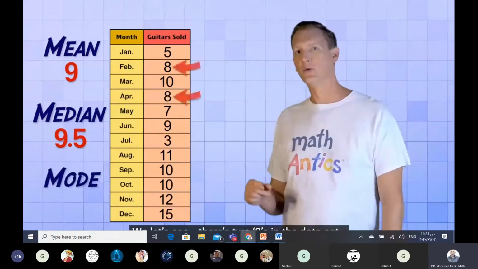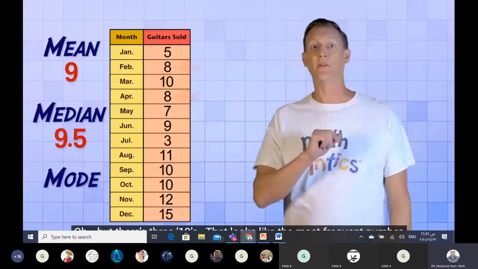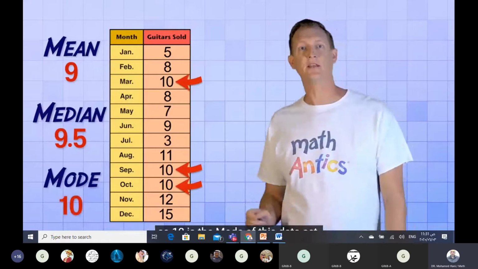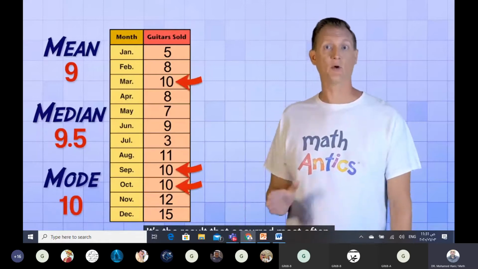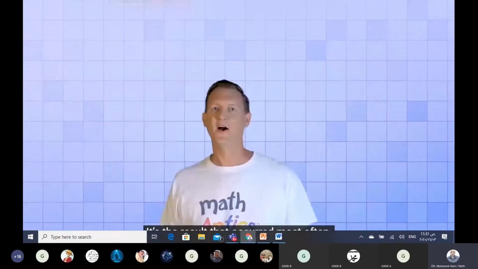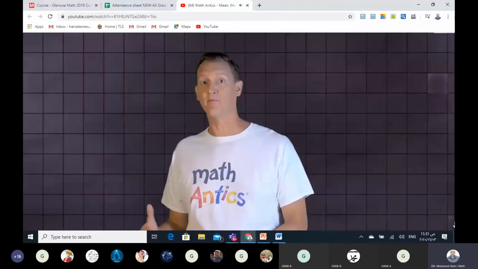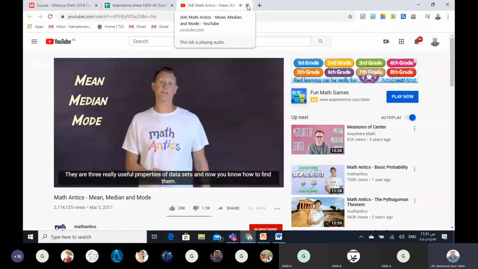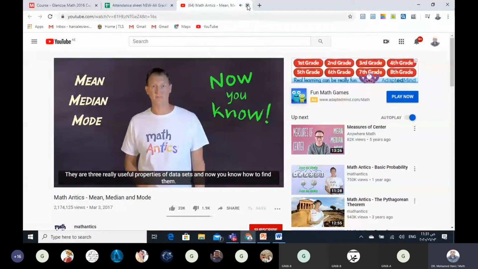Last of all, let's identify the mode of this data set, if there is one. Well, let's see. There's 2 8s in the data set. Oh, but there's 3 10s. That looks like the most frequent number. So 10 is the mode of this data set. It's the result that occurred most often. All right, so that's the basics of mean, median, and mode. There are 3 really useful properties of data sets, and now you know how to find them.